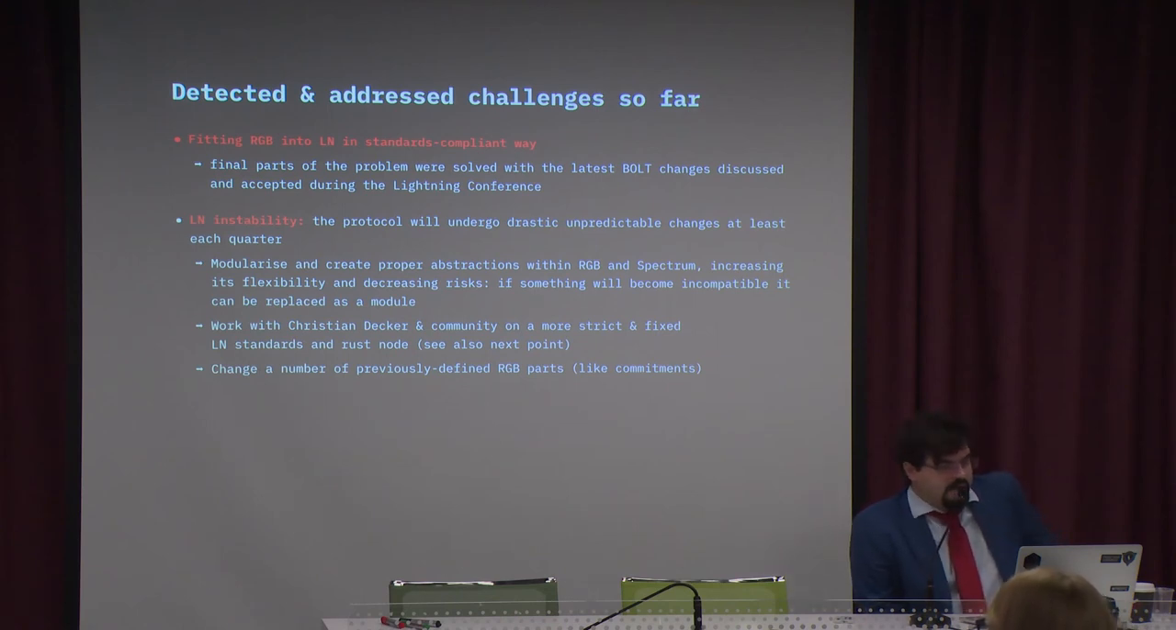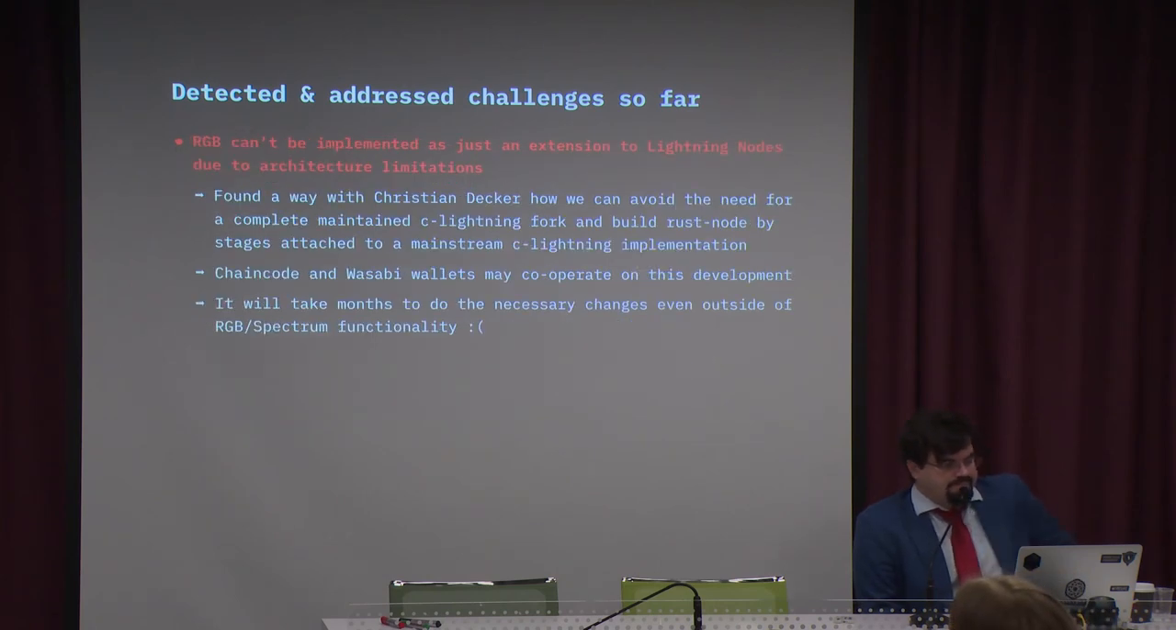As for Lightning Network instability, the way we're trying to address it is that at the same time we create a strict formal subset of the standards, and we will work on the refactoring of C-Lightning and further modularization. Hopefully it will help us to have a node version which is very strictly standard compliant, and we still don't need to do all the work on implementing all the new things that are coming to the Lightning Network, sharing this work with Blockstream.